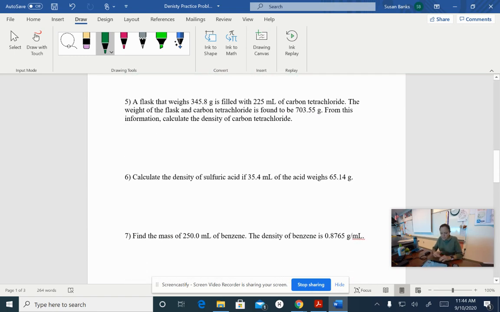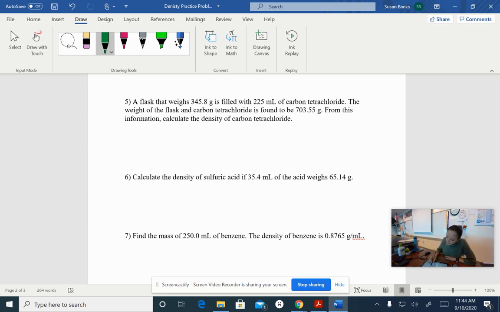A flask that weighs 34.5 grams is filled with 225 mils of carbon tetrachloride. The weight of the flask and the carbon tetrachloride is found to be 703.55 grams. From this information, calculate the density of the carbon tetrachloride. Okay, so we have to do a little bit more math on this one because we have the mass of the flask or the graduated cylinder, and then the mass of the cylinder with the carbon tetrachloride in it.